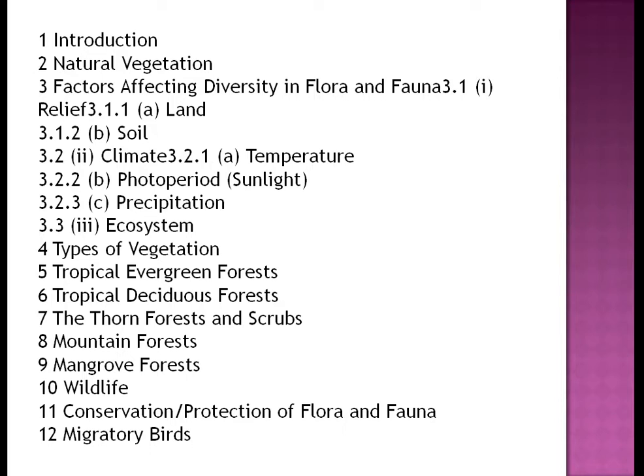So this 12th topic we are going to see from this part. First we are going to have introduction, then natural vegetation, factors affecting diversities in flora and fauna, that's 3.1 relief and land. After that, soil, climate, temperature, photoperiod, precipitation and ecosystem. The fourth point is talking about the types of vegetation.